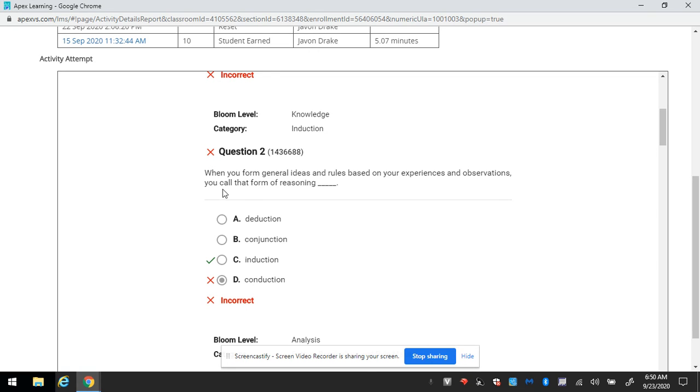If we look at 2, I will send you the study guide and checkup problems, and it gives you the definition of induction in the first part of your study guide. When you form general ideas and rules based on your experiences and observation, you call this form of reasoning induction. And that's exactly the definition that it gives you in your study guide. So you will have that you can pull up while you're taking the quiz.